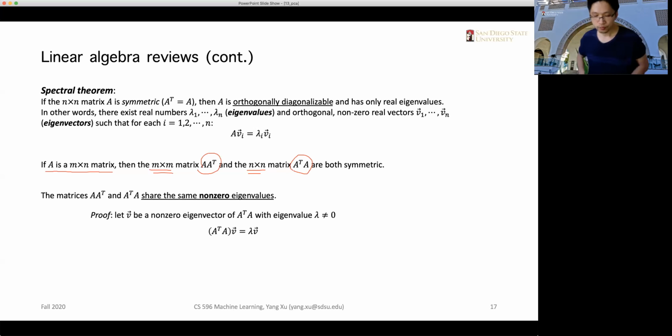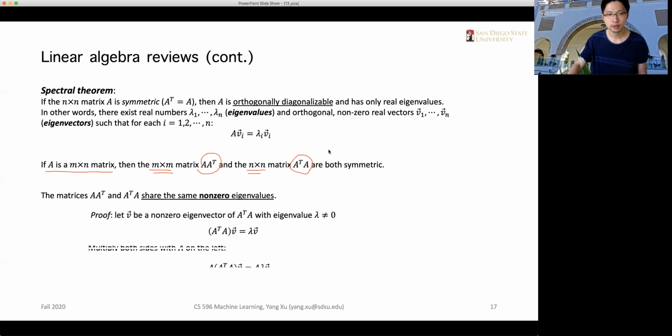So we can simply prove this. For example, we let the vector V be a non-zero eigenvector of A transpose times A. We assume that V is a non-zero eigenvector. So by the definition of the eigenvector, we would have that A transpose times A times V equals lambda times V.